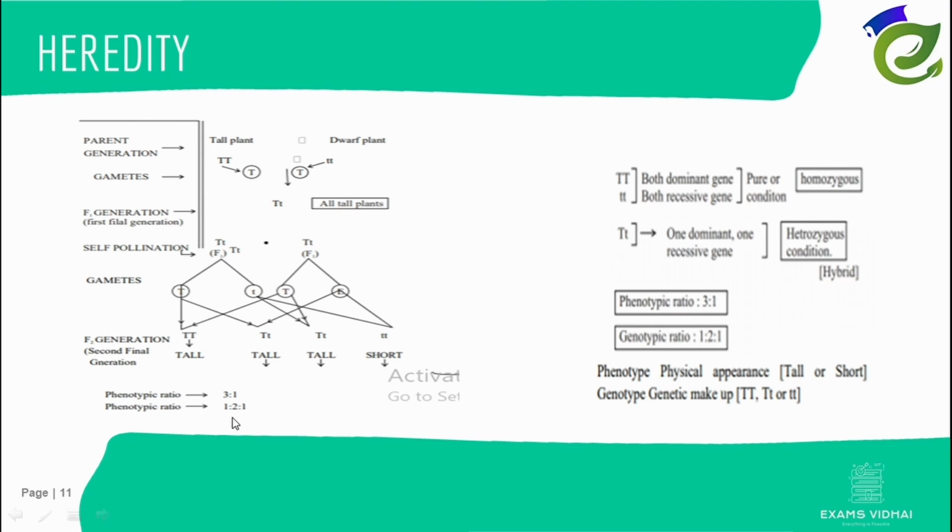Genotypic ratio in the sense how many different genes you are producing here. Capital T capital T as 1, capital T small t as 2, and small t small t as 1. So 1 is to 2 is to 1. So this is all about this. Hence we get phenotypic ratio as 3 is to 1 and genotypic ratio as 1 is to 2 is to 1.